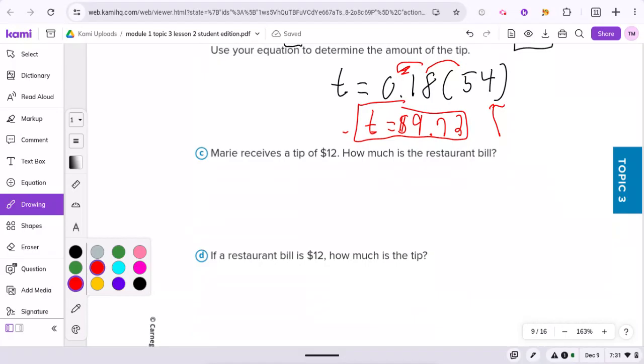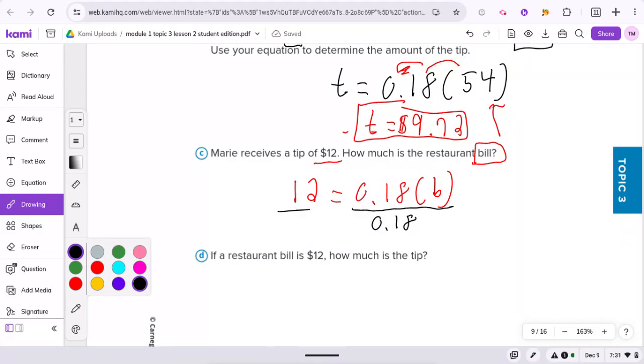Letter C is asking how much the restaurant bill was. This time you don't know the amount of the bill, so you'd put the letter B, but it does tell you the tip of $12. So for this one you need to divide to solve for the letter B. Divide by 0.18 here, and divide by 0.18 on this side. Those cancel, and you're left with B. If you divide, you would get approximately 66.67. You would have to round to that.